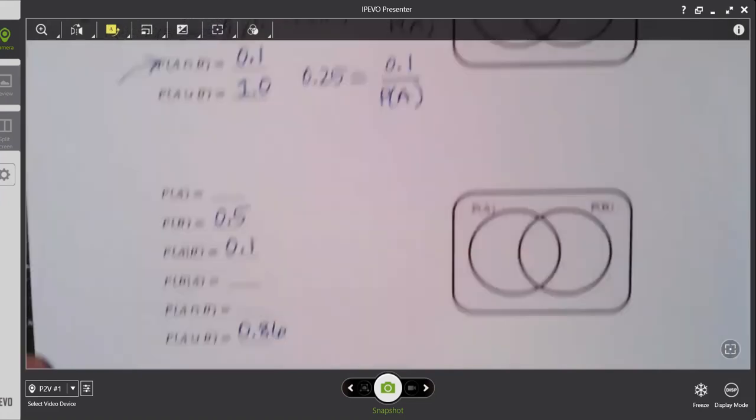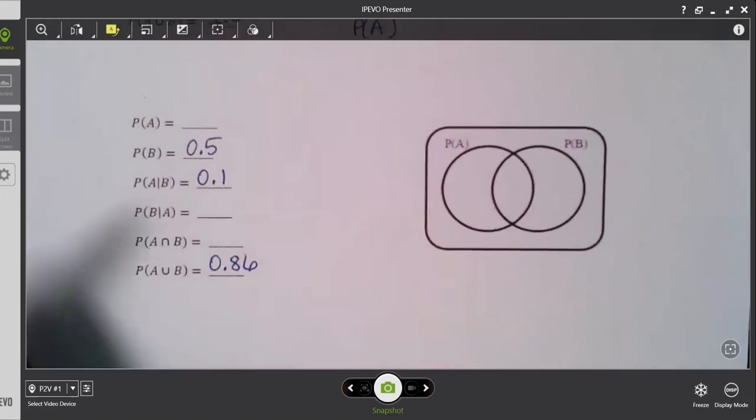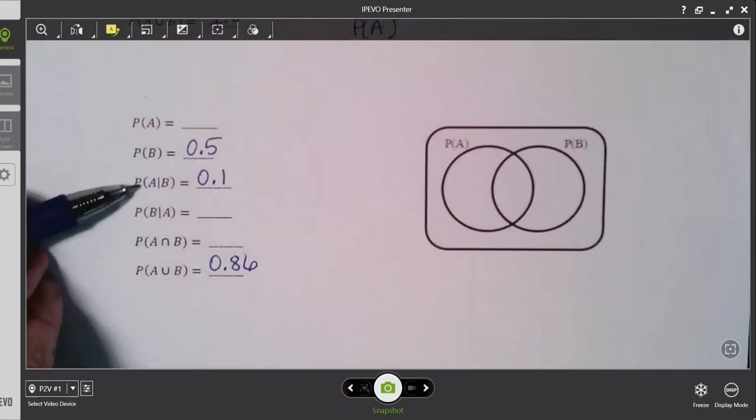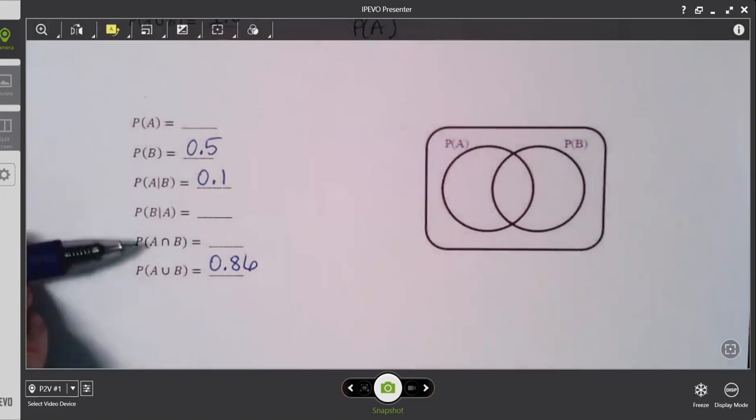Last example, and then I'm going to give you 3 just like these for you to try. Okay, last example, I'm given the probability of being in circle B, altogether is 0.5. The probability of being in A given I'm in B is 0.1. That's like saying 10% of circle B is also in that overlap with circle A. And last but not least, the probability of being in A or B altogether is 0.86.